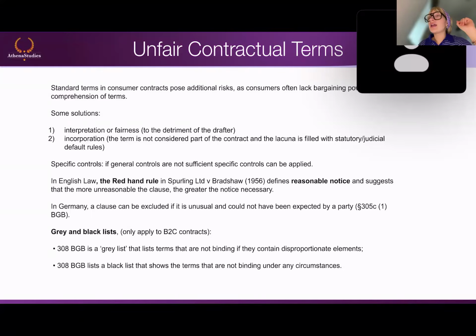Also important in the case of Germany are the gray and black lists. We have Article 308 for the gray list and 309 for the black list. So what do they actually mean?